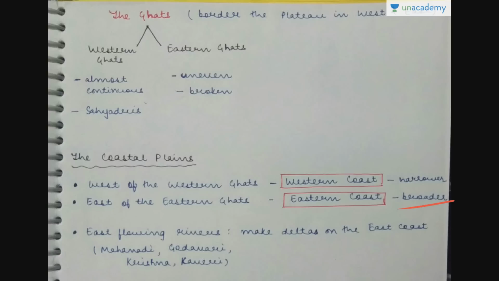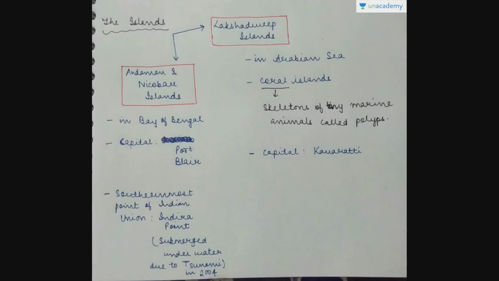And then the east flowing rivers like Mahanadi, Godavari, Krishna and Kaveri, they make deltas on the east coast. We have already read about one of the deltas, the Sundarbans Delta, formed by the river Ganga and Brahmaputra. So these rivers also make deltas on the eastern coast because they flow east. Now about the islands. In India we have basically 2 islands, Andaman and Nicobar and the Lakshadweep.